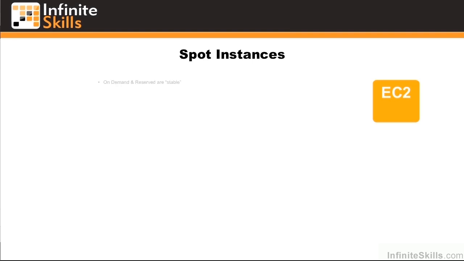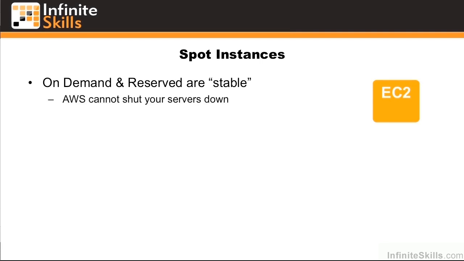Let's look now at spot instances. The biggest difference between spot instances and on-demand and reserved is that on-demand and reserved are stable. Amazon cannot intentionally shut your servers down. Of course, Amazon could experience problems and your on-demand and reserved instances could go down, but Amazon doesn't do it on purpose. With spot, they will do it on purpose.